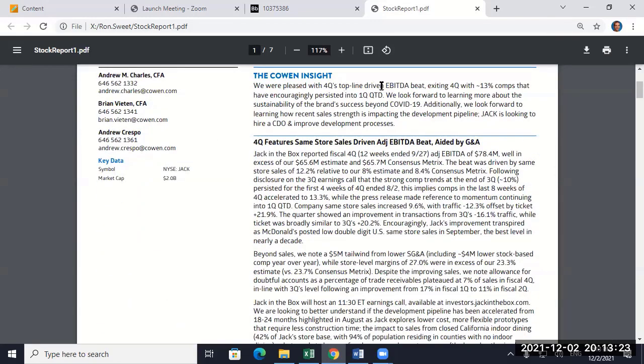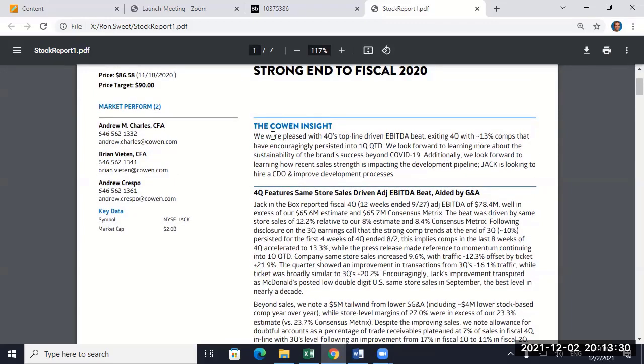We are pleased with the top line driven EBITDA beat, exiting fourth quarter with 13% comps that have encouraged and persisted. We look forward to learning more about the sustainability of their brand success beyond COVID-19. Additionally, I don't know how they got through COVID-19.